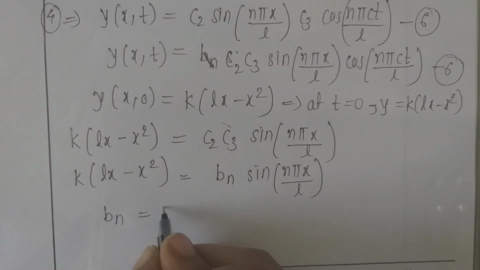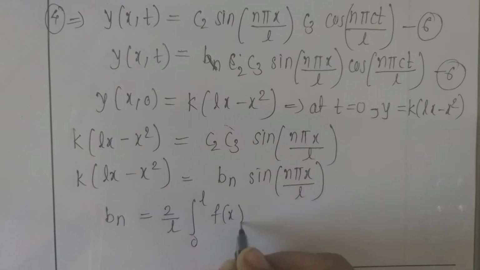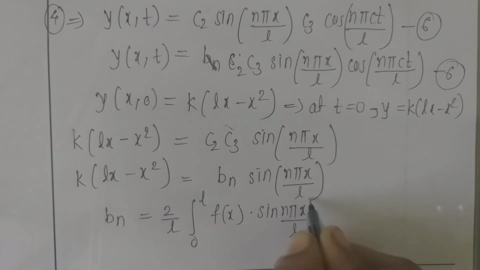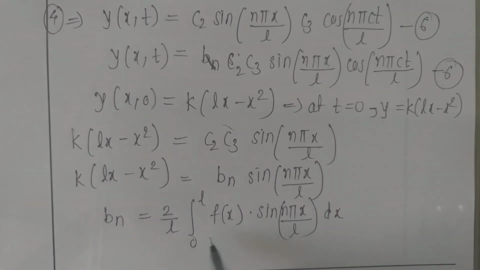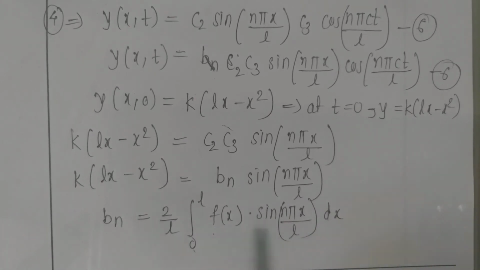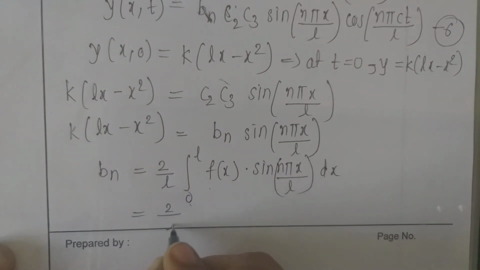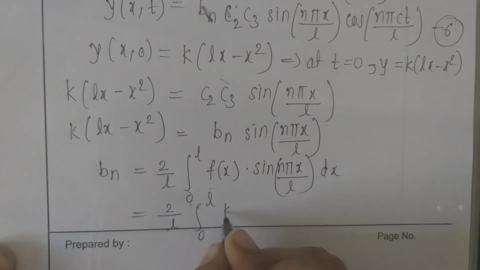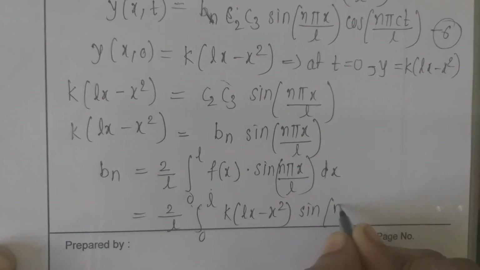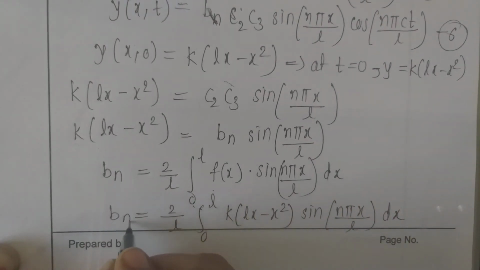What is the Fourier sine series? It is 2/L integration 0 to L of f(x) multiplied by sin(nπx/L) dx, because the range of x is from 0 to L. That f(x) is our left-hand side, which is given to us. So it is 2/L integration 0 to L of k times (Lx − x²) multiplied by sin(nπx/L) dx. So this is the value of Bn.